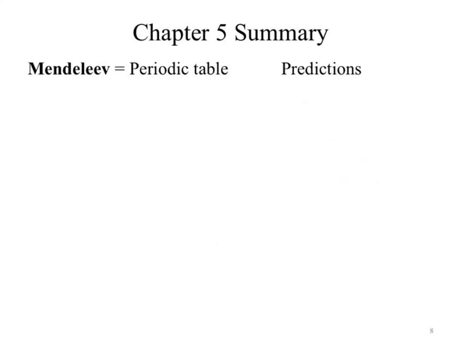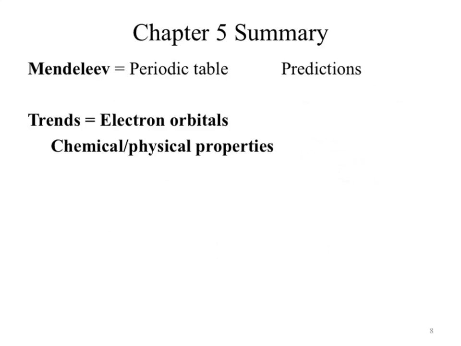Chapter 5 talks about the periodic table in Mendeleev. So you can do predictions based on what Mendeleev put together. Okay? We can look at trends. Electron orbitals. We talked about S blocks, P blocks, D blocks, F blocks. Okay? We've also got the chemical and physical properties based on this. So if you're given the formula for lithium oxide, can you predict the formula for potassium oxide? Yes, you should. Okay?